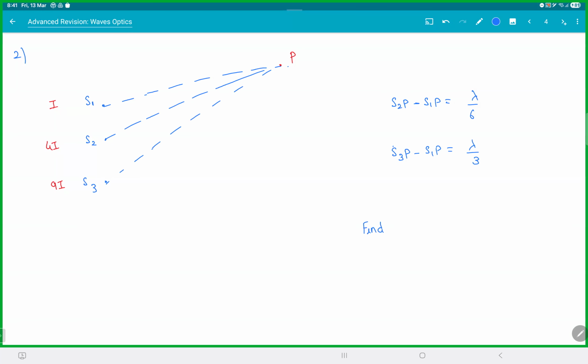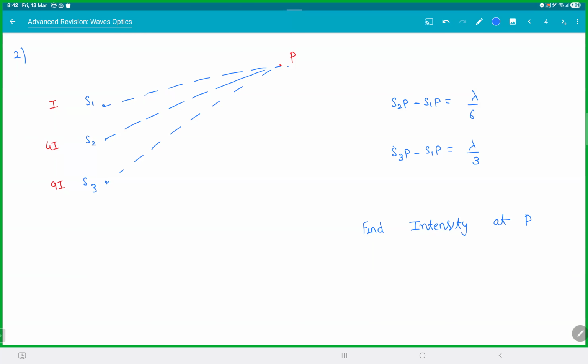In YDSE, you're doing interference due to two sources. What will you do if you have to do interference due to multiple sources? Here I gave you the path differences already. We have three sources of intensity I, 4I, and 9I, and there's a point P, and these are the path differences. S2P minus S1P is lambda by 6. S3P minus S1P is lambda by 3. Find the intensity at point P.